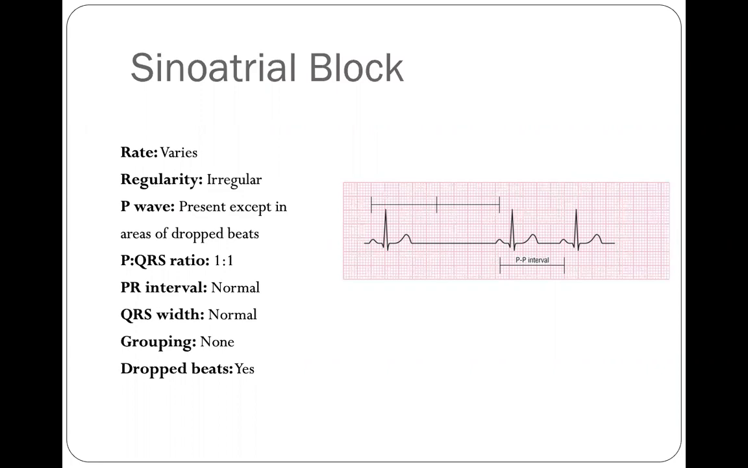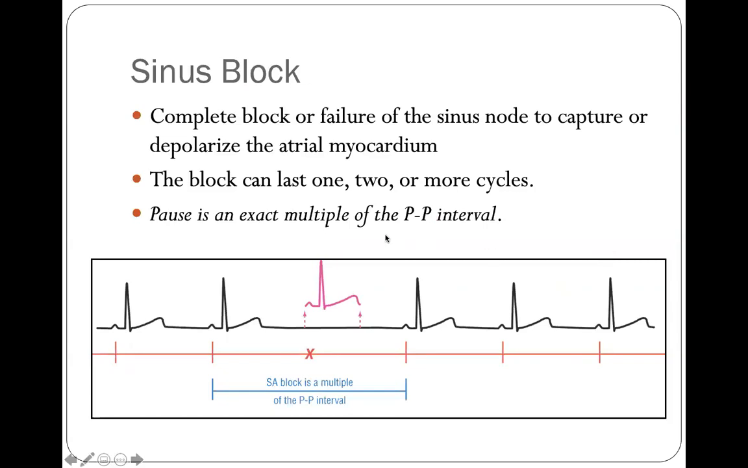A sinoatrial block is if we have a dropped cardiac cycle, dropped in time. So what we have here is a normal cardiac cycle. The cardiac cycle is a P, QRS, and T wave. We have a normal cardiac cycle, and then we have nothing. Something is gone there, but then it comes right back and it's normal again. And that's what we call a sinoatrial block. In a sinoatrial block, the blocked signal is a direct multiple of the actual rhythm itself.